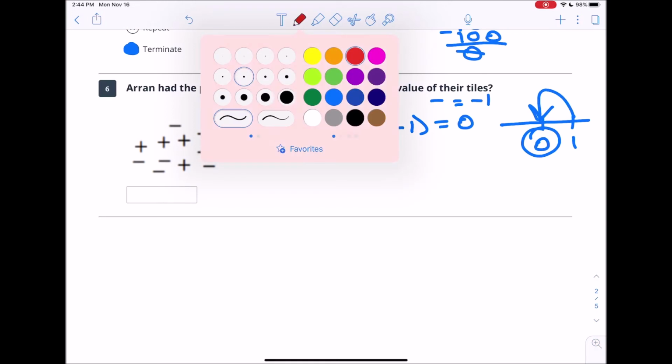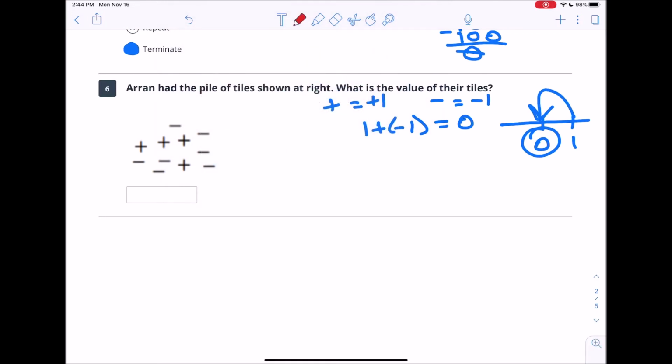So what you need to do is cancel a negative with a positive until you can't anymore and see what you have left. So 1 negative and 1 positive cancels each other out. So here we go. So here's 1 negative with 1 positive. Here's another pair, another pair, another pair. And you see what you have left. And in this case, I have -3 left over. So that is my answer. Okay, here are my leftover tiles. And that is my answer, -3. Because there's 3 negatives.